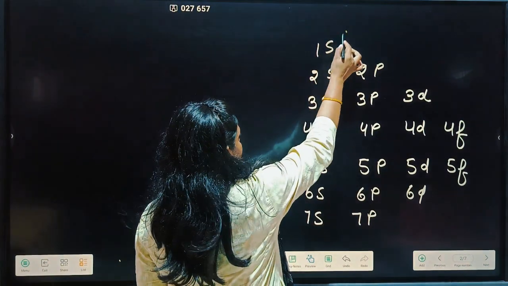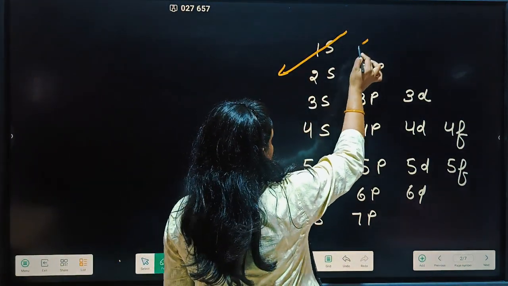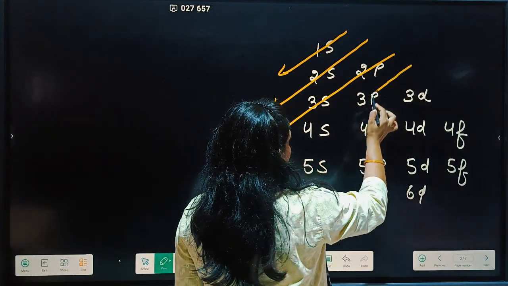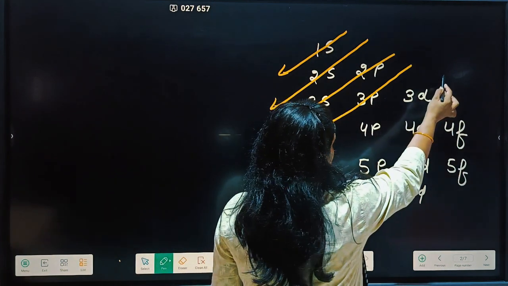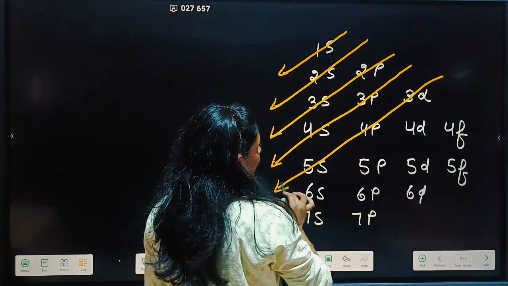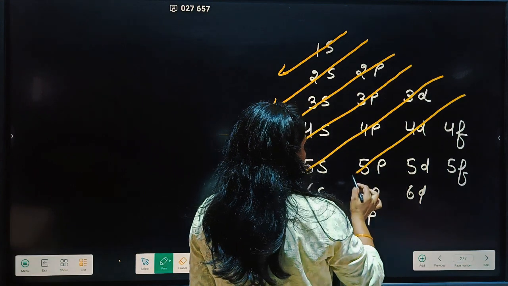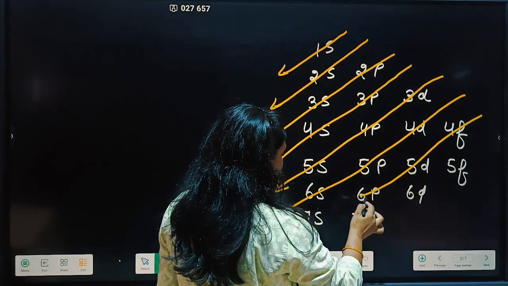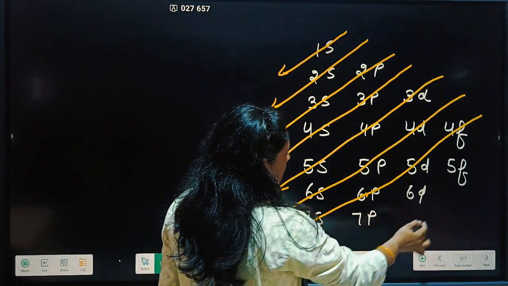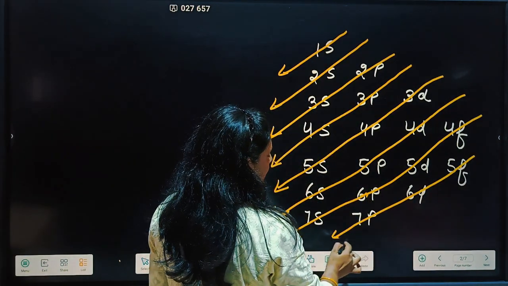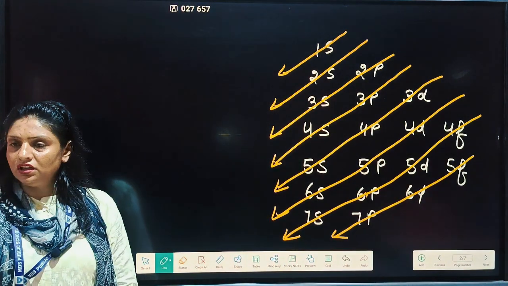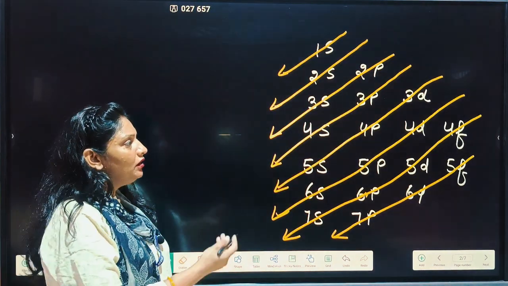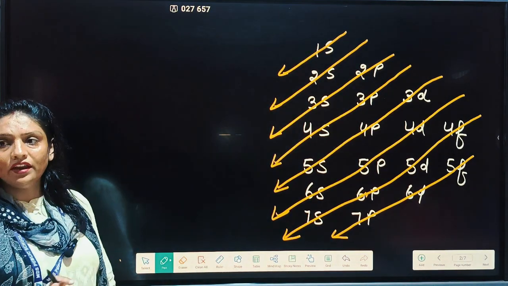First of all in 1s, then 2s, then 2p, 3s, 3p, 4s, 3d, 4p, 5s, 4d, 5p, 6s, 4f, 5d, 6p, 7s, 5f, 6d, 7p. In this way you will fill. Clear or not? So here you can see, it is just a trick. You can use this one.